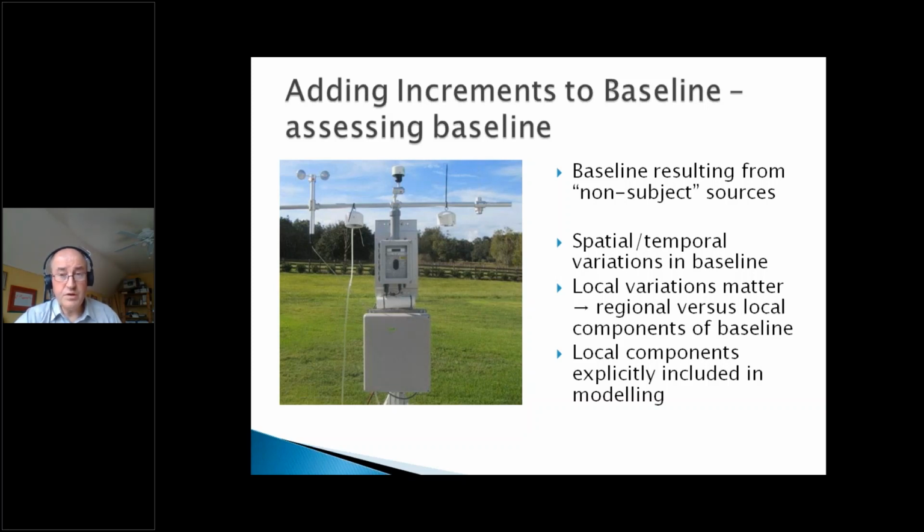Local variations do matter, which means that when predicting baseline levels, regional versus local components of baseline are often separated to allow appropriate level of analysis. And this means that in turn, local components of baseline air quality being emitted from nearby non-subject sources can be explicitly included in the modeling.